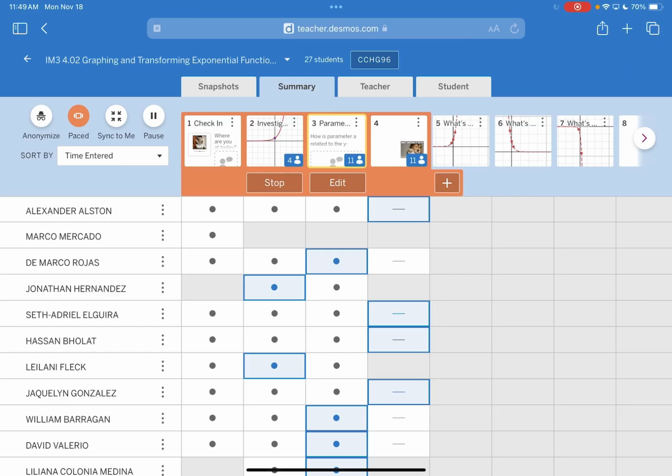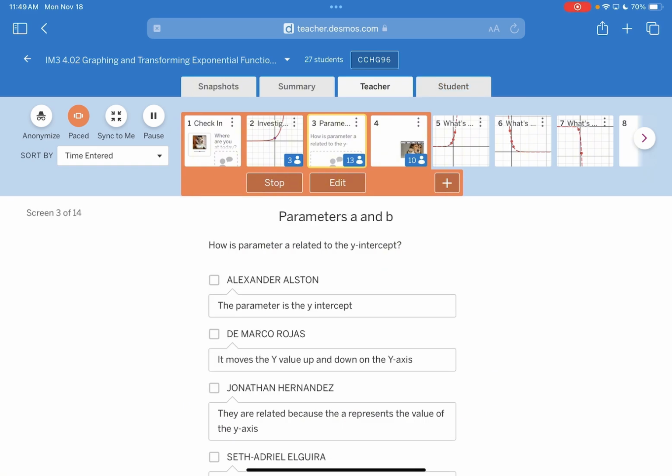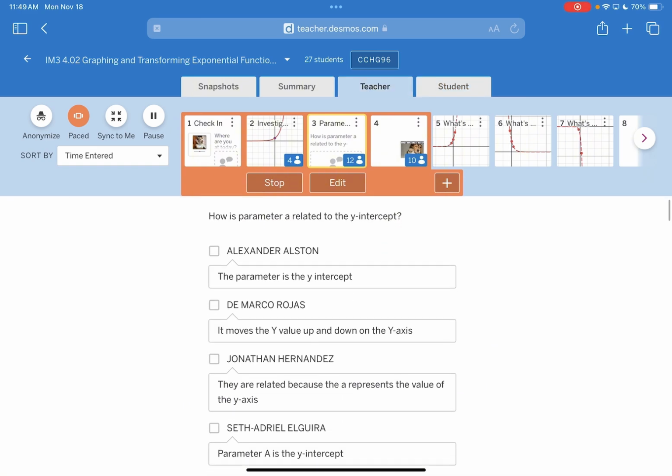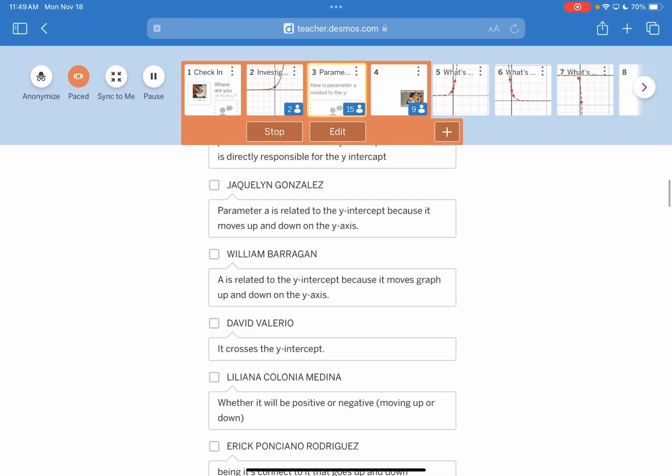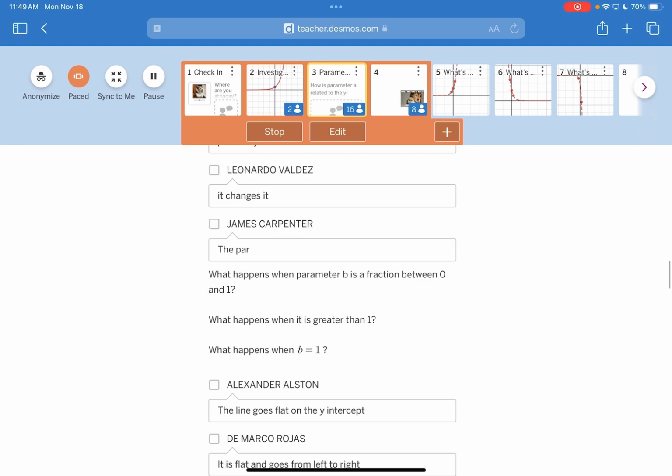Okay, so as we can see, if we go to Desmos here, slide 3 has some questions. Just want to go over what you guys wrote. So it looks like a lot of you understand that the parameter A is responsible for the y-intercept. Whatever your A value is, the y-intercept is equal to that. So that's the first thing. A lot of you wrote that. Then we have a second question: what happens when the parameter is a fraction between 0 and 1?